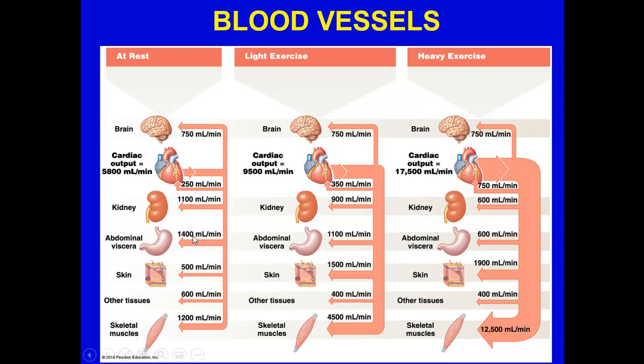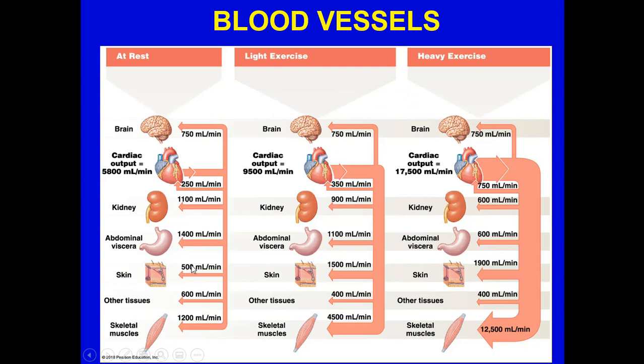Same thing with abdominal viscera. Under sympathetic stimulation, we're not going to care about digesting a meal. We go from 1400, then to 1100, then to 600. In other words, you've got a progressive drop. Now, if it was parasympathetic activation, you obviously wouldn't have the exercise stuff. Yes, you would have more blood going to the abdominal viscera. Okay? Now, one interesting thing also to keep in mind.